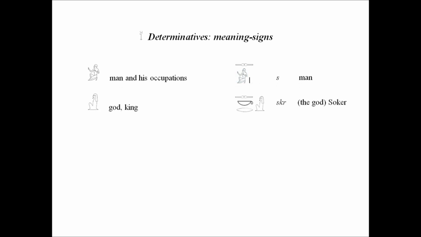A man and his occupations. A god, a king. Here we have the name of a god called Sokar, transliterated as Sukr. Here we have the sun, light, time, transliterated as Hru, for day. Here we have a pair of legs, for motion, transliterated as Ha, for scent.